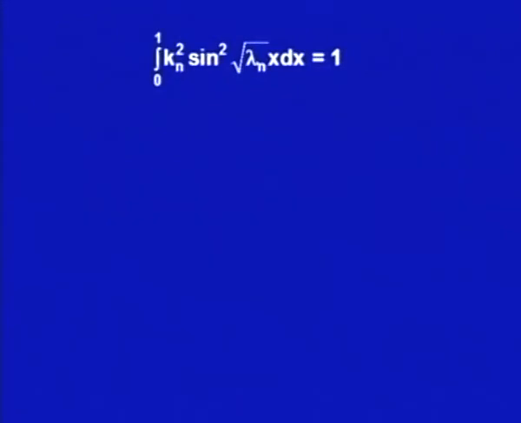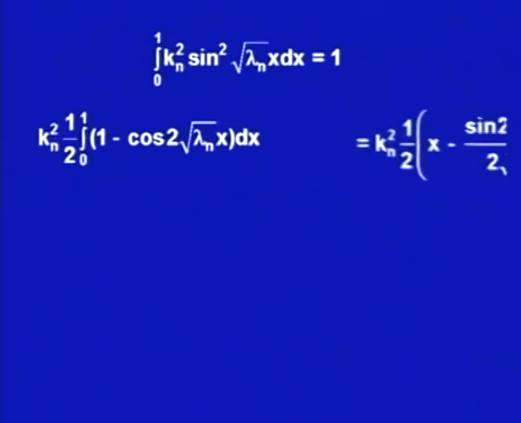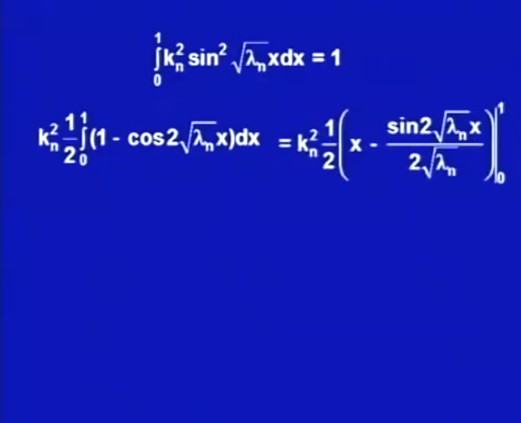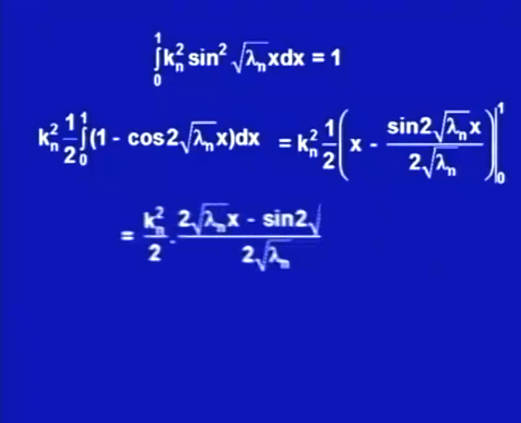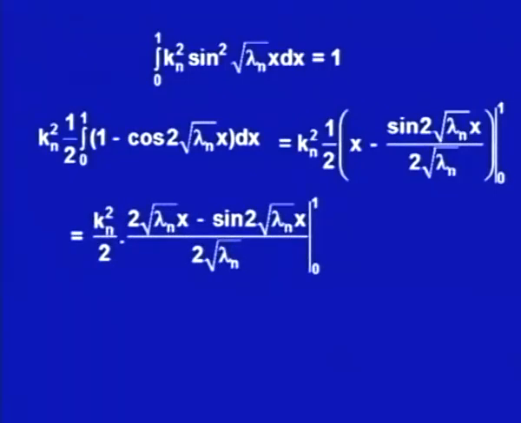Now, this integral is kn² times the integral of half (1 − cos 2√λn x) dx, which we can write as kn² into half [x − sin 2√λn x / (2√λn)], that is the integral of this, evaluated from 0 to 1. Now, if I rewrite this one, we are getting kn²/2 into [2√λn x − sin 2√λn x] upon 2√λn.